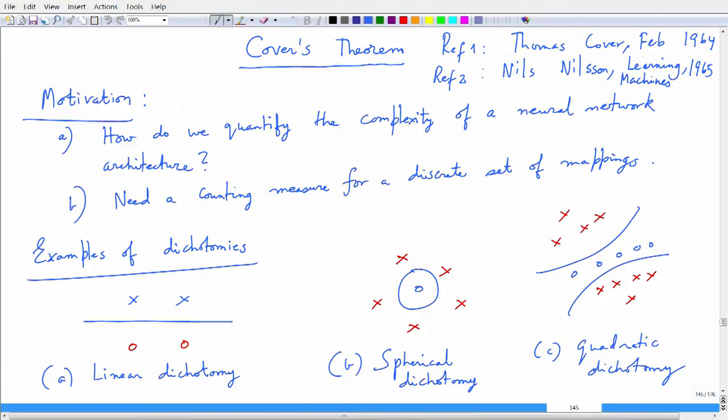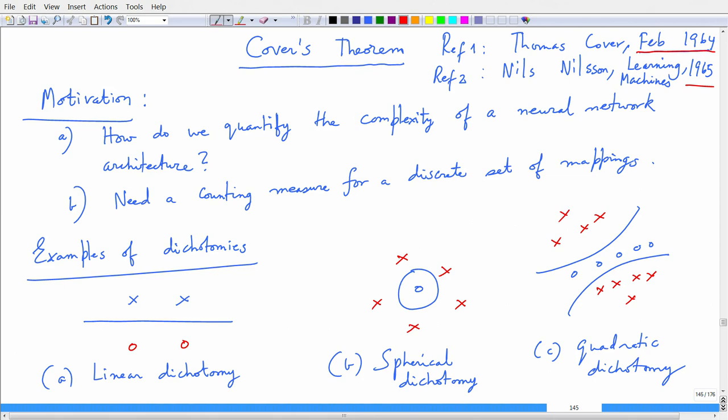Welcome all of you. So let us get started with Cover's theorem. The reference to this work is the paper by Professor Thomas Cover in February 1964, followed by a book by Nilsson on learning machines in 1965. We will begin with a brief motivation of this theorem.